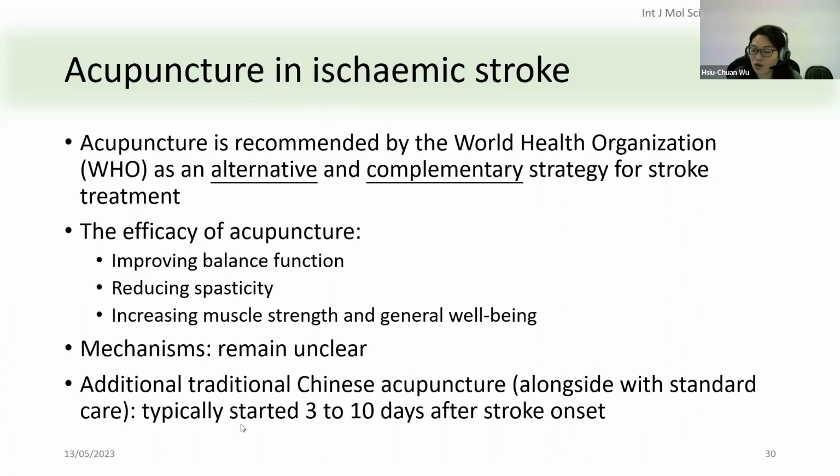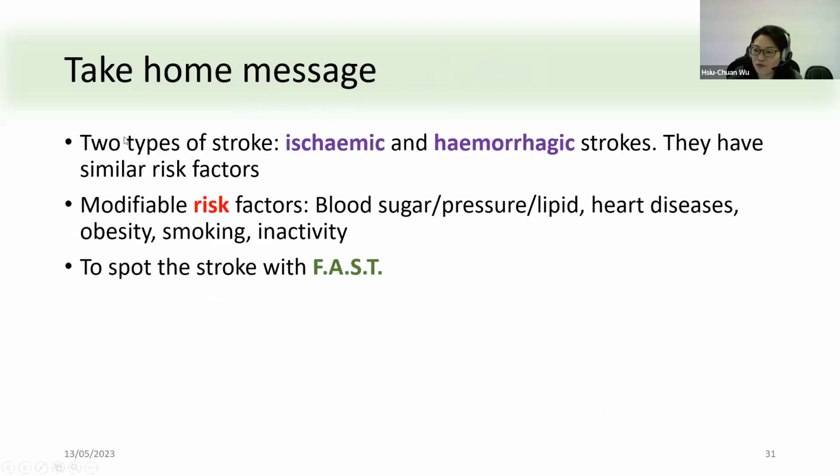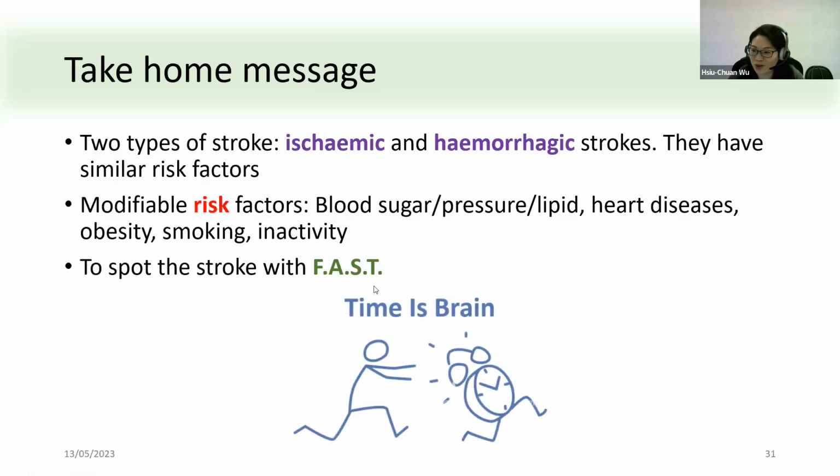So I'm going to end my talk with my last slide. We know we have two types of stroke: 85% is ischemic, 15% is hemorrhagic stroke, but they have very similar risk factors. Apart from the non-modifiable risk factors, you can control your modifiable risk factors: your blood sugar, pressure, lipids, your heart diseases, your weight, stop smoking, and exercise more. And to spot the stroke, you use FAST: face asymmetry, arm weakness, speech difficulty, and call your ambulance in time. So thank you very much for your attention, and I am more than happy to take your questions.